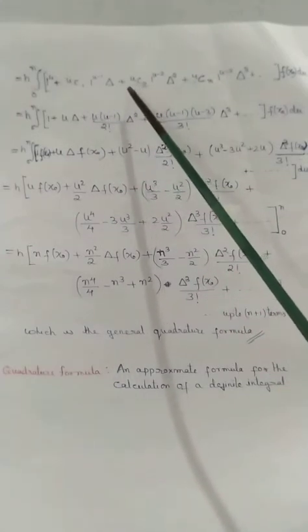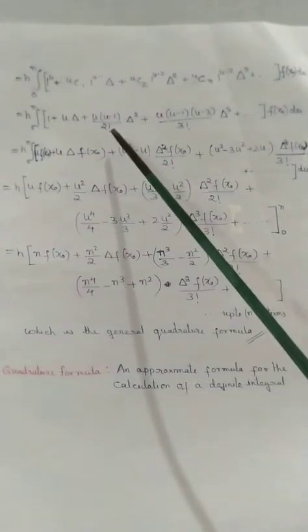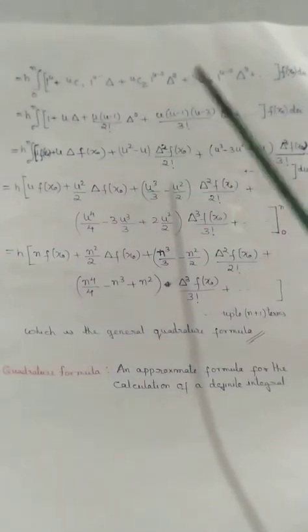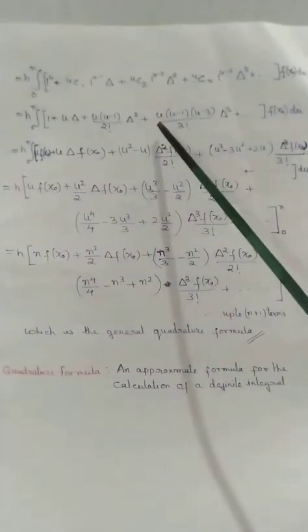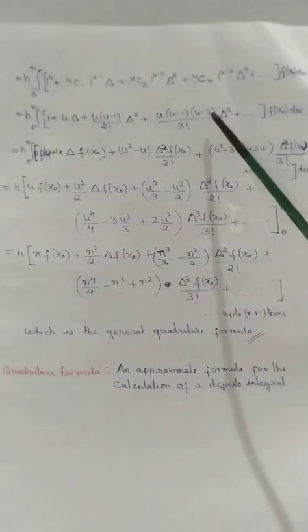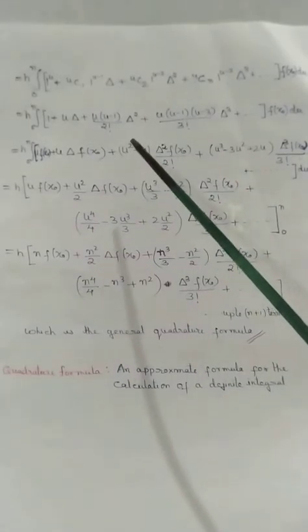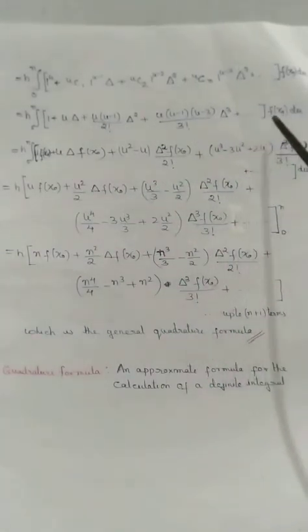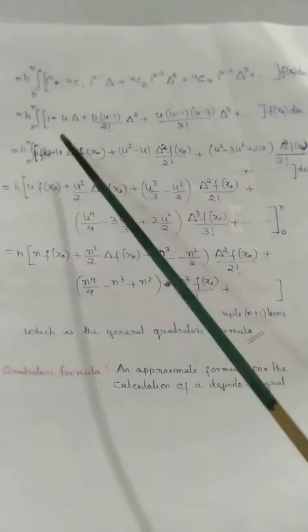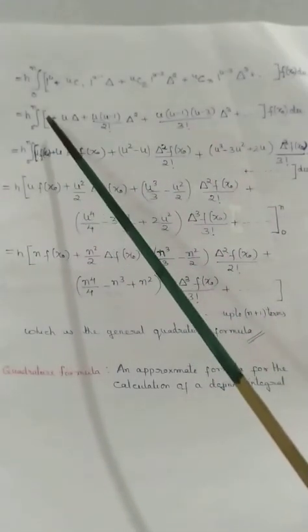Next term will be uC2, so u(u-1)/2 factorial del^2, plus next is uC3, so we write it in this form u(u-1)(u-2) divided by 3 factorial. In this way up to infinity, so f(x0) du. Now we need to bring this inside. So first one will be 1 f(x0).